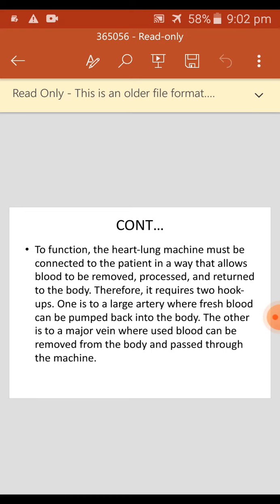Additional HLM components. One is water meters, another one is heater cooler device. During ECC, the heat exchanger of the oxygenator indirectly regulates the patient's body temperature by heating or cooling the blood flow. Patients can also be placed on a water mattress that increases or decreases body temperature.